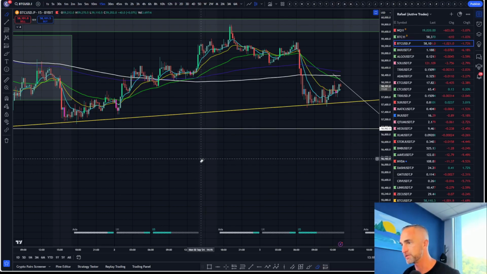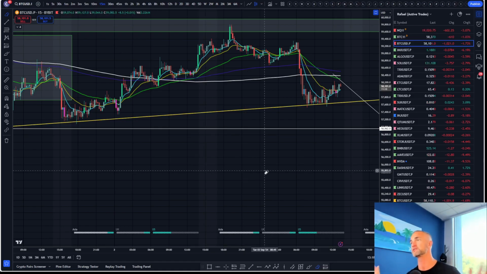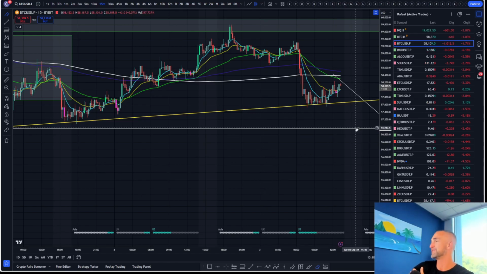There's a period between U.S. market closing and Asia opening where the market does crazy things all the time, and the biggest moves tend to actually happen in those areas.